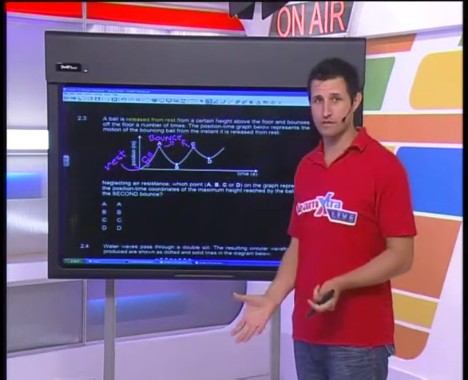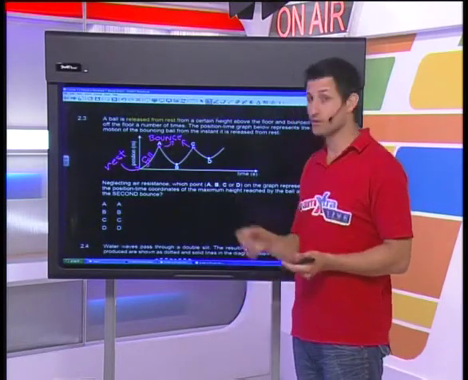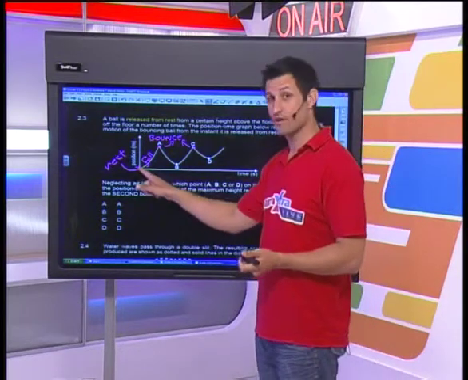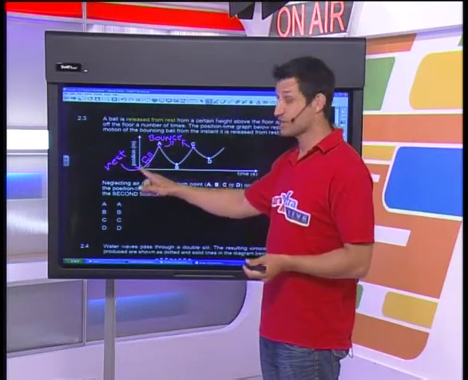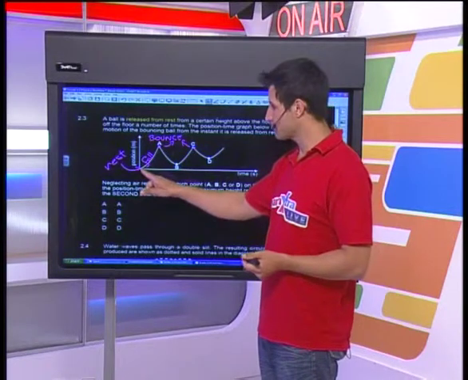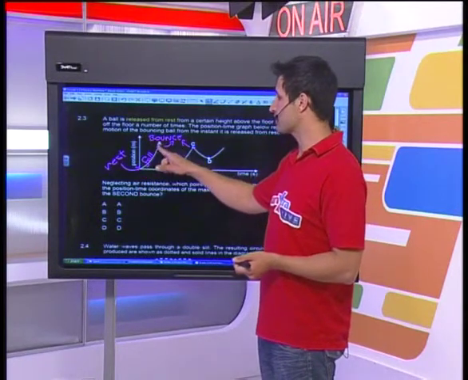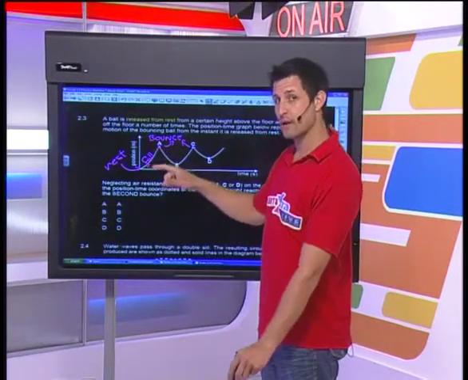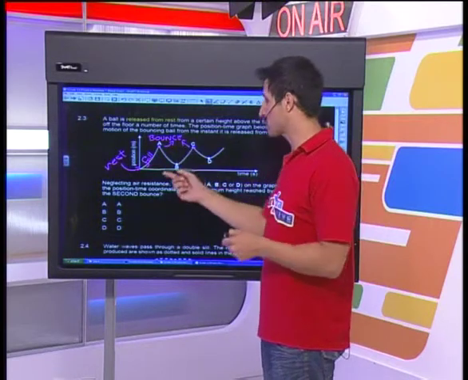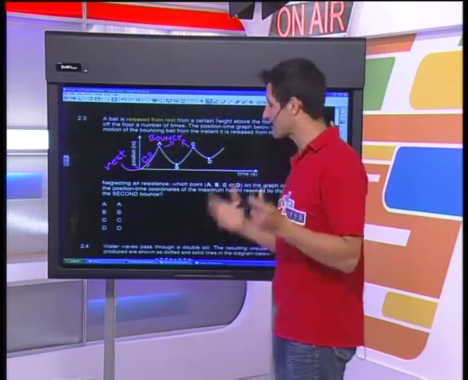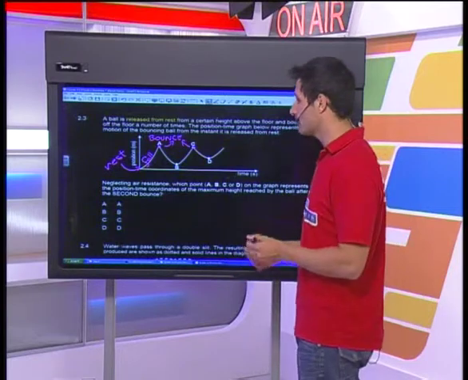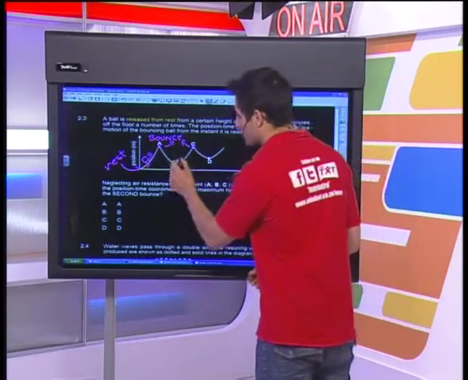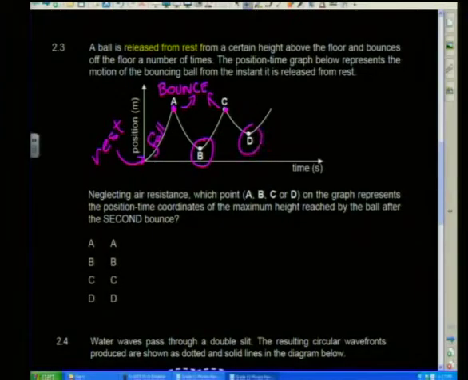How did I know that? Well, what I needed to know was that I started off from position 0. I went away from position 0, and then I bounced and came back to position 0, but not quite. I came nearly as high. So position B and D are the places which are far away from the ground.